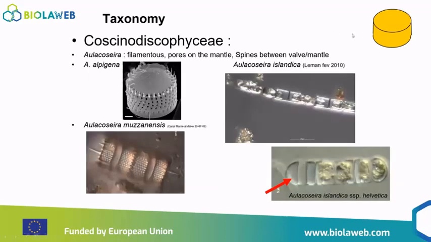Coscinodiscophyceae, for instance, you can find some filaments like Aulacoseira filamentus. You can see these nice shapes here. So just to show you, maybe here you have one cell. You can recognize here one valve, here a second valve, and here you have the girdle bands which are connecting the two valves. And this is a second cell, and it's making some filaments.